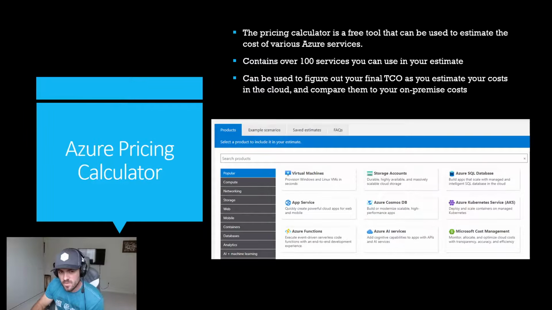Maybe you only have some of your workloads go to the cloud instead of all of it, right? It doesn't have to be all or nothing. You could maybe store your data, store your backups in the cloud, and have your apps running on-prem. It's really up to you.